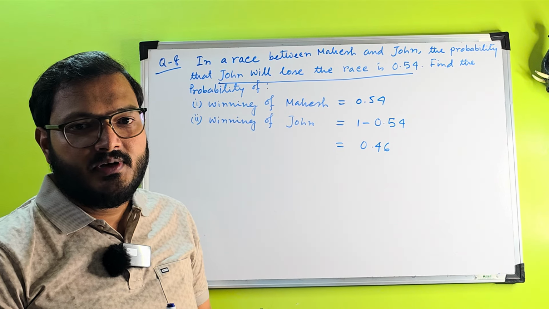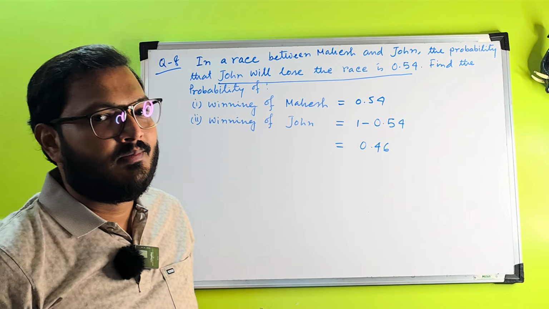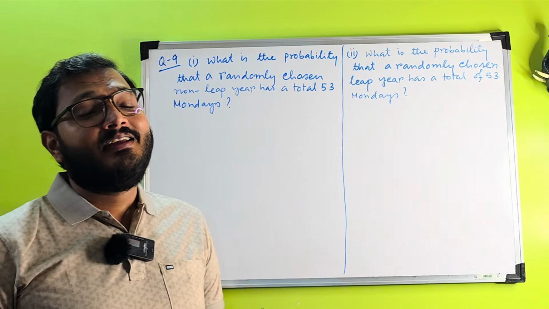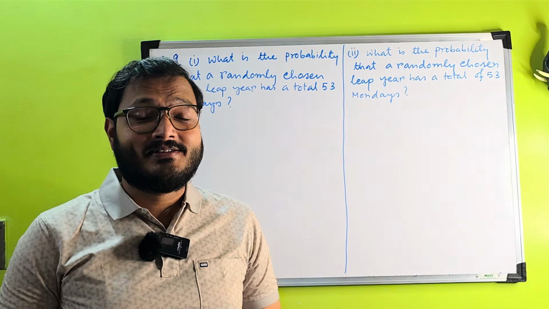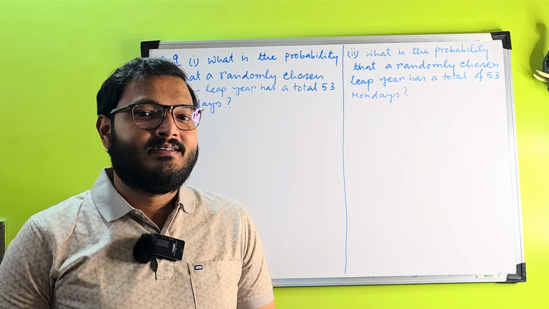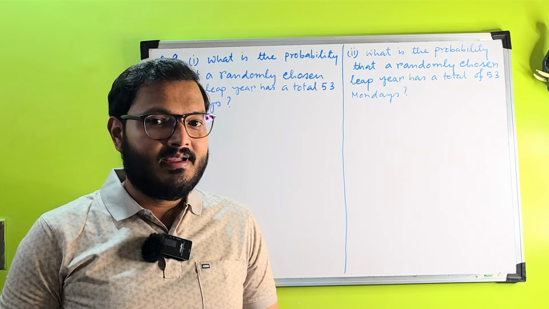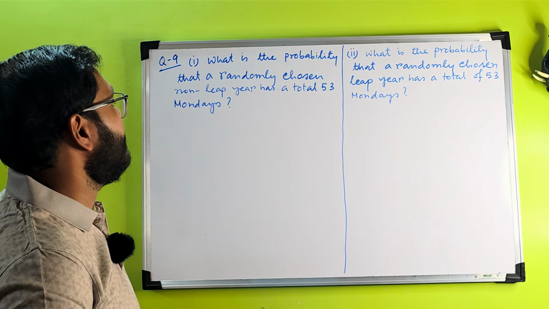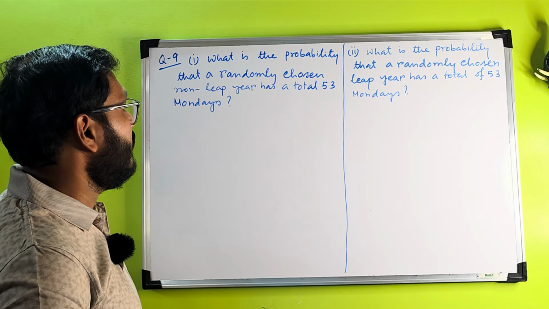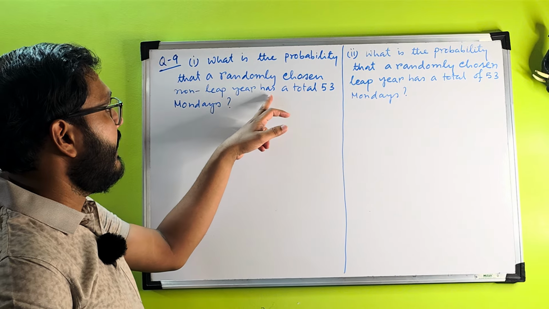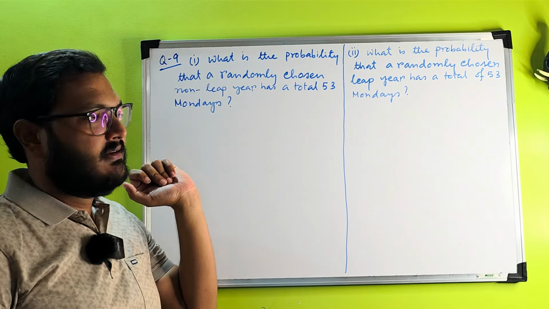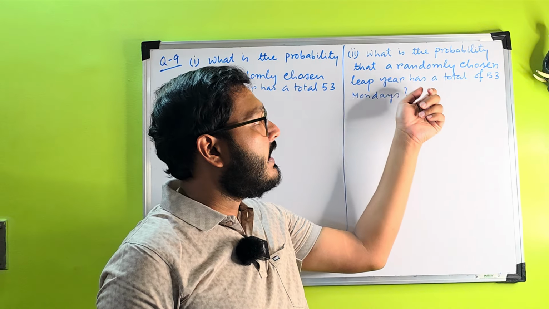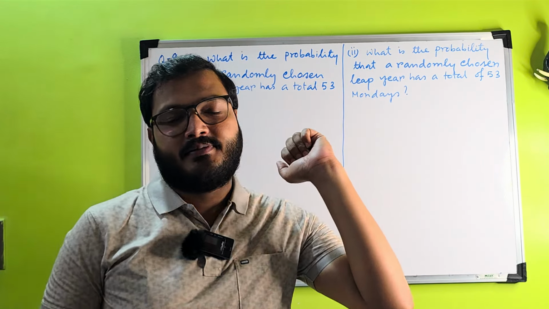Let's jump to a very interesting sum. It's a calendar problem. Question number 9. There are two sums, very interesting. This is the calendar problem. So let's read out the sum. What is the probability that a randomly chosen non-leap year has a total 53 Mondays? And what is the probability that a randomly chosen leap year has a total 53 Mondays?